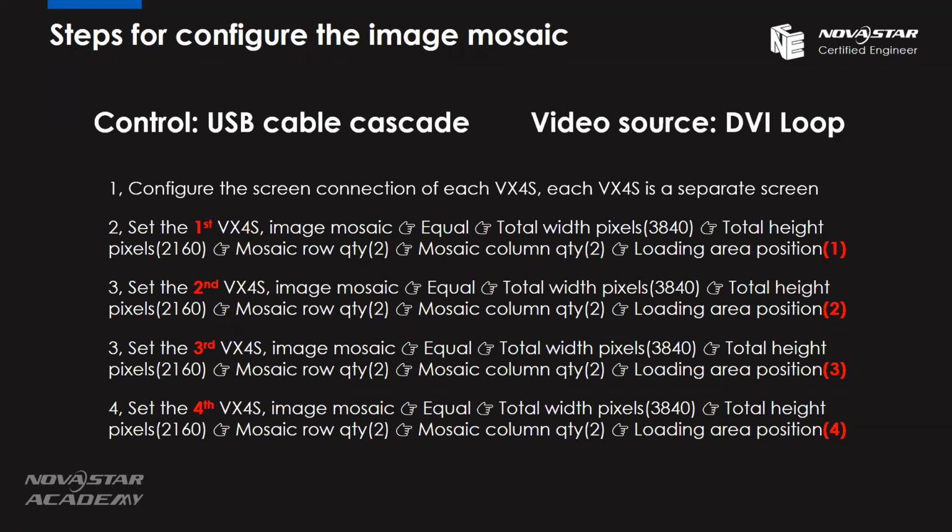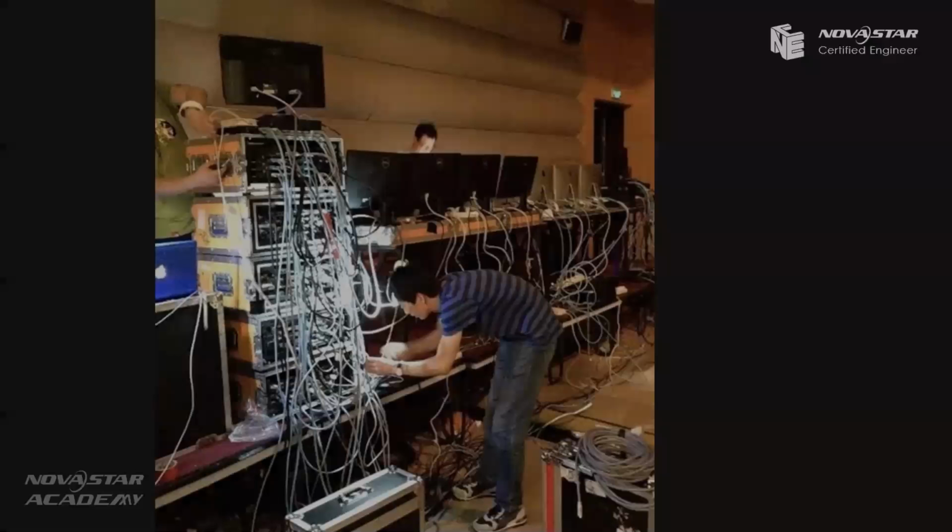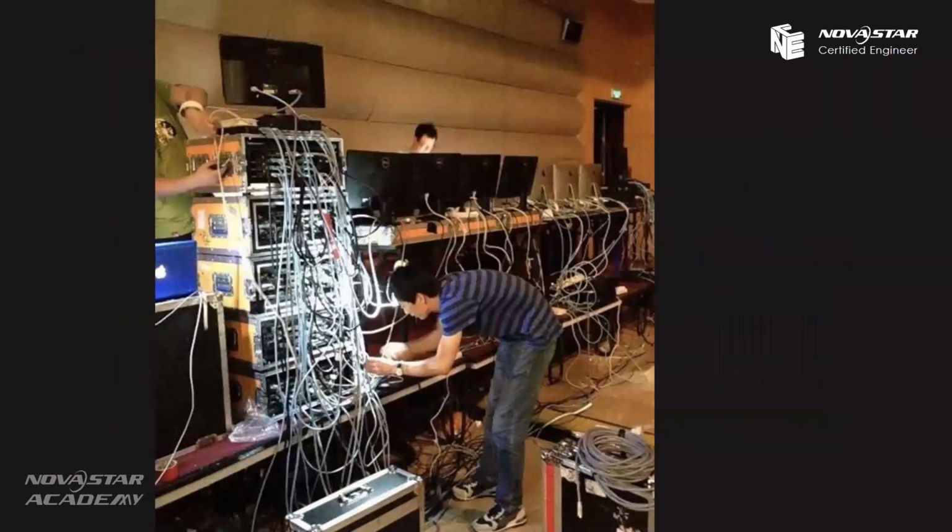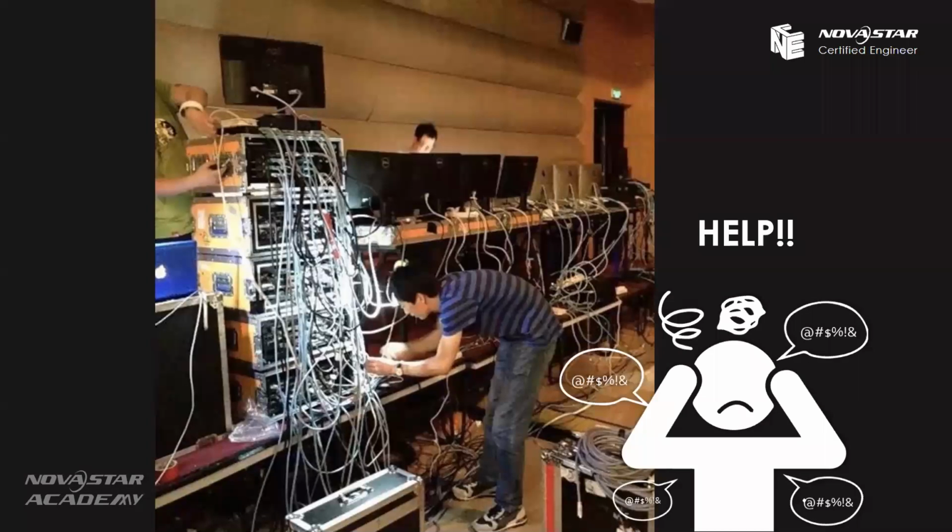I think if we talk about redundancy, all our sending cards need to be double the amount. So maybe for our control room, it will be like this. I don't know what your feeling is. Every time I see this, it gives me a headache. So is it possible to simplify the system structure?